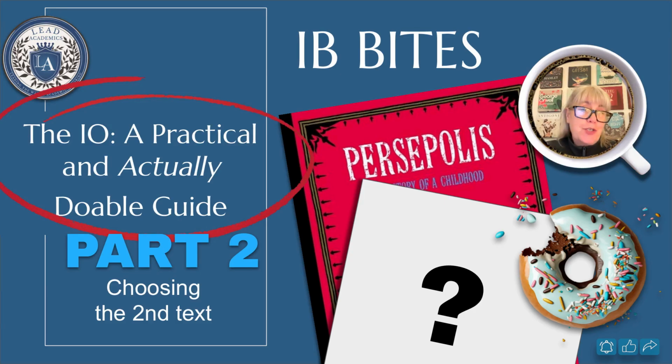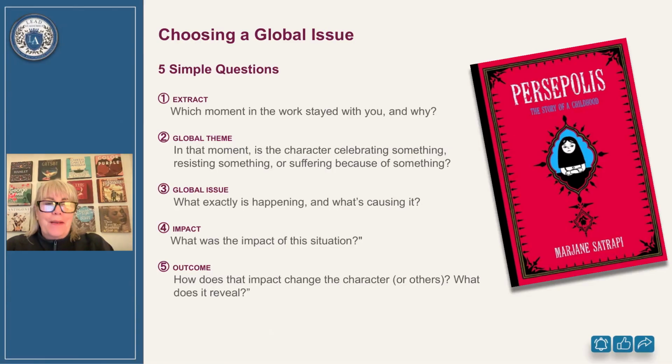In this part, I'm going to show you how to choose the second text for both Lit and LangLit IOs. In part 1, I walked you through how to choose the first text by asking these 5 simple questions, each designed to make it easier for you to find a global issue, starting with just one text. Now, I know there are 2 texts, and the purpose of today's video is to clarify that.